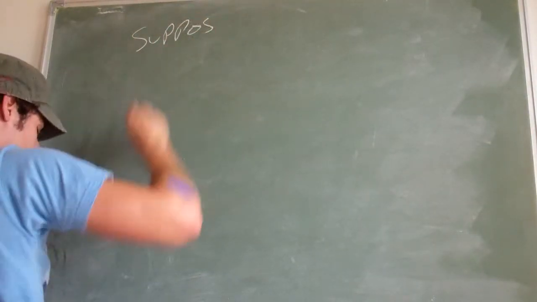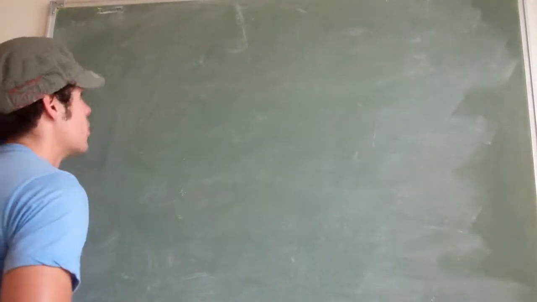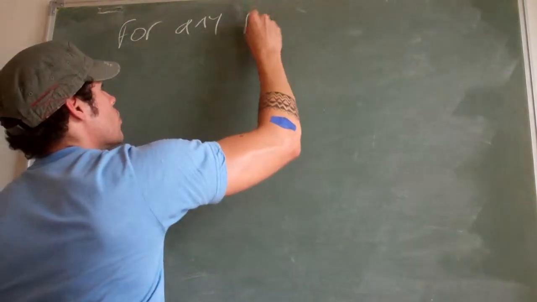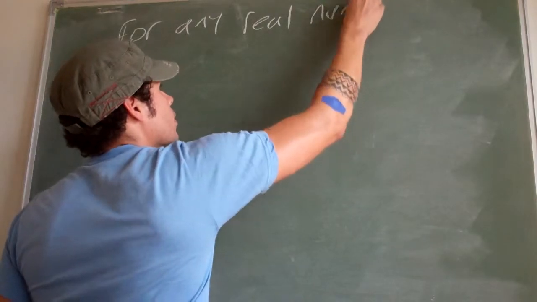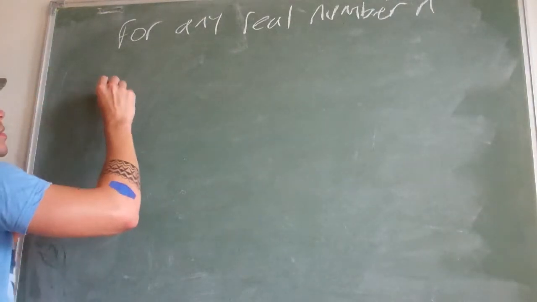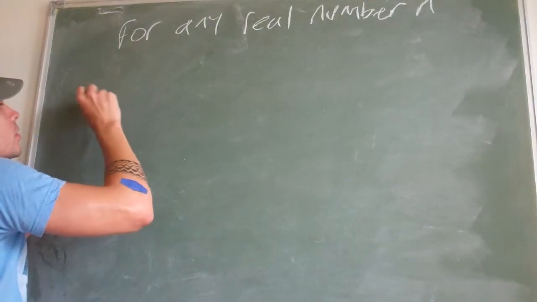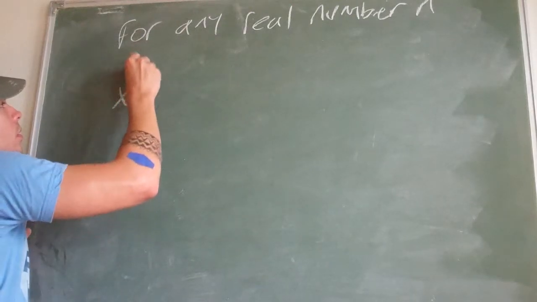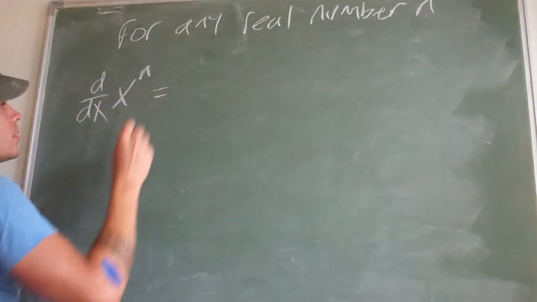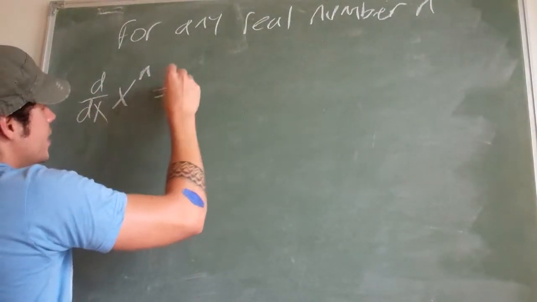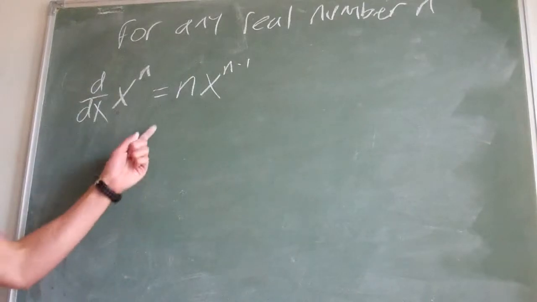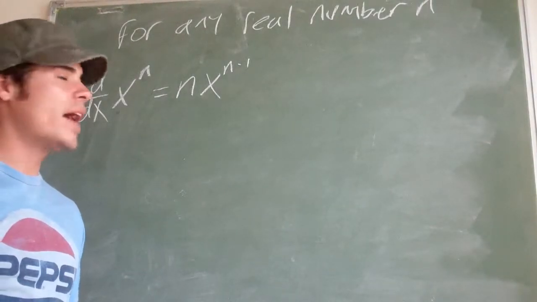Suppose, for any real number n, if I take the derivative with respect to x, I'm going to bring down the n, and then we'll have x^(n-1). Looking at it, it really doesn't look that bad, huh?